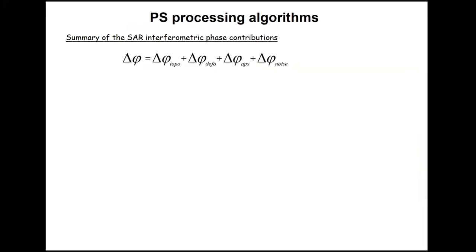Okay, there's one question. If the baseline is defined by the distance between two sensors, I guess the images are acquired at two different times. I can't tell what the point represents for one.